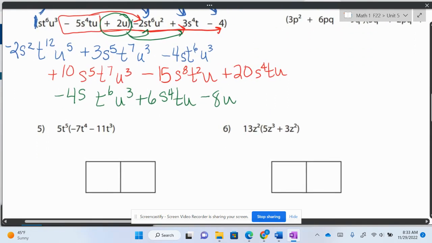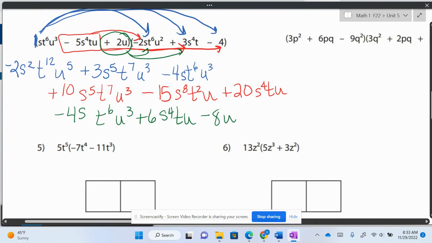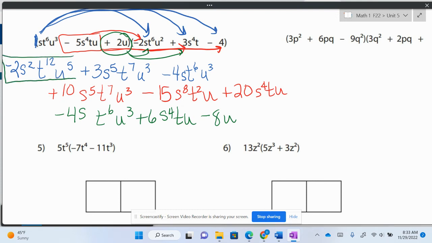So let's see what we can group together. This is why I wasn't doing the other side, because I know I need that space to write my grouping. So are there any s squared t to the 12th u to the 5th powers anywhere else? No. So that can't be grouped with anything. So my final answer is going to start with negative 2s squared t to the 12th u to the 5th. Are there any other s to the 5th t to the 7th u cubed? Yes, right here. Do you guys see that?